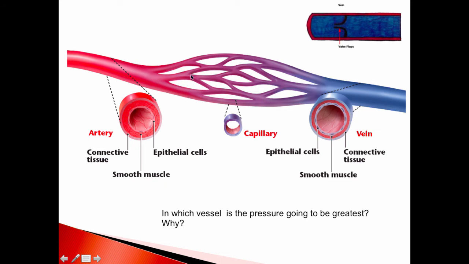Notice how it's going from a red to a purplish to a blue. Now that it's at the end of the capillary, it is not oxygen rich anymore. It's oxygen poor, so we call it a vein. All veins have valve flaps, and again, it's just like in the heart. It's to help prevent backflow, but also to help the body get the blood back to the heart.